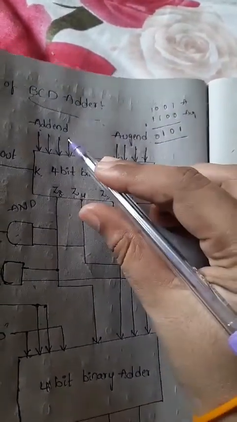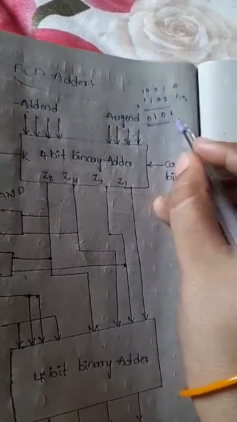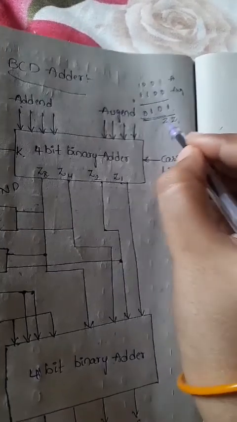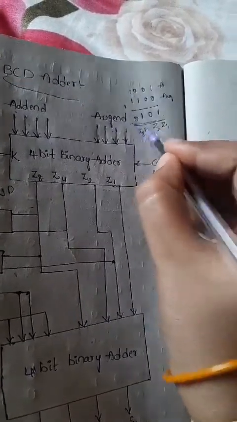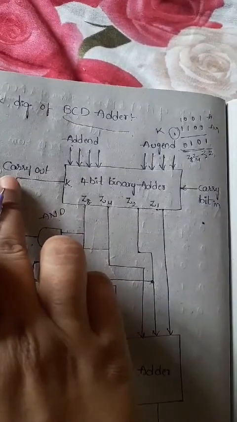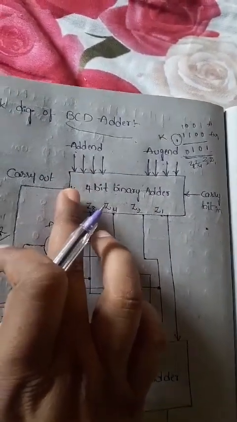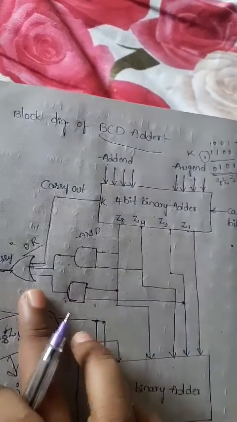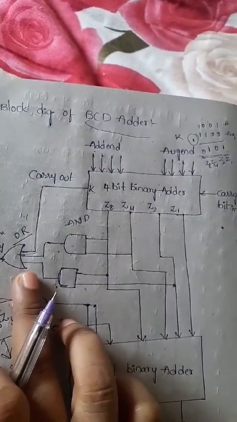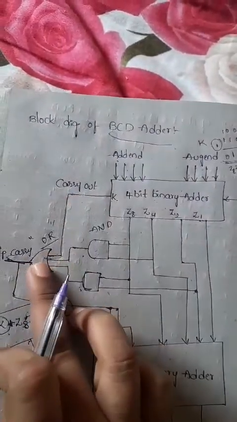So after adding the addend and augend bits, whatever result we get, these 4 digits can be represented by Z1, Z2, Z4 and Z8. So what about this carry? The carry will be represented by K. These 4 bits can be represented here and K will be represented here. Okay, so we directly add these two numbers, and whatever result we get, the carry will be passed through the OR gate. That's why we are using the plus here. K will be directly added to the OR gate.